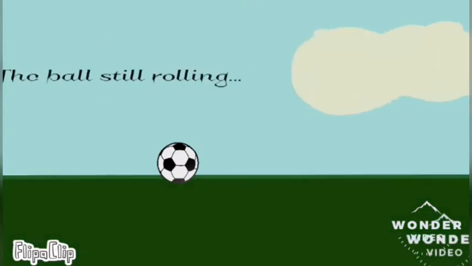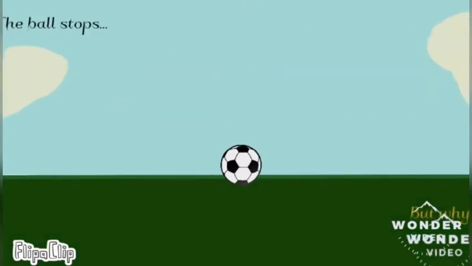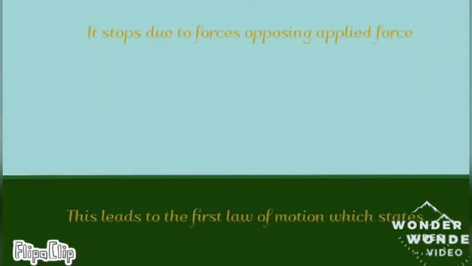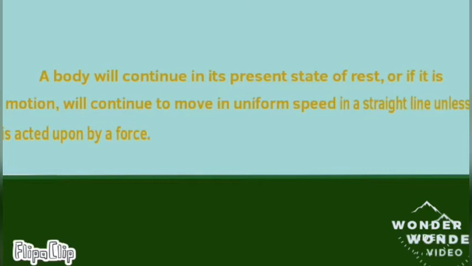The ball begins to roll. Ball still rolling. The ball stops, but why? It stops due to forces opposing it, which leads to the first law of motion.